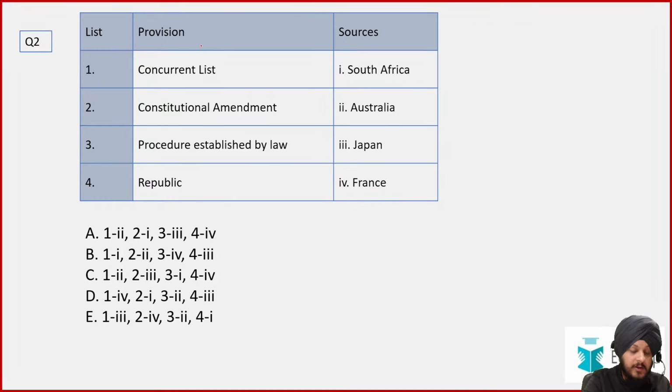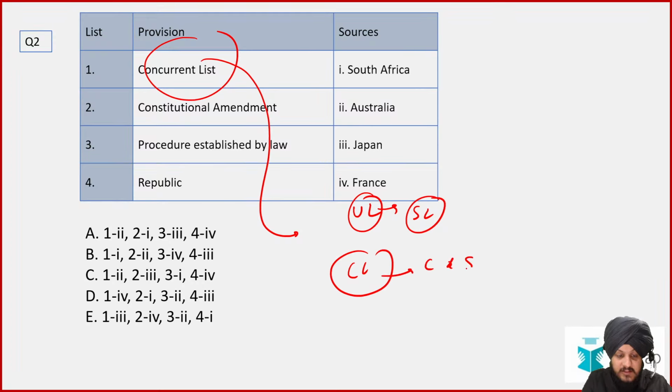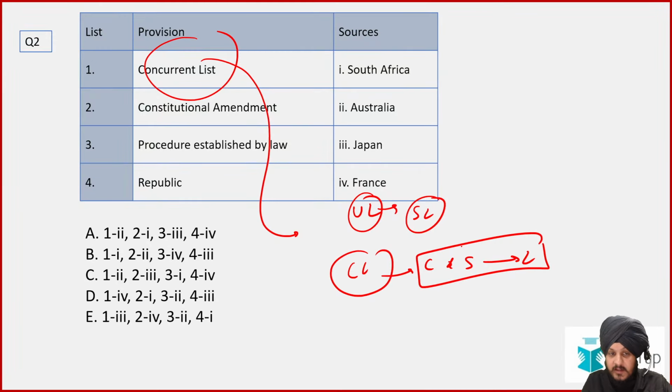If you talk about the concurrent list, we know that one is the union list, with which the matters that are part of the union government are dealt. Then we have the state list also, and the third is the concurrent list, where both the center as well as the state government can legislate with respect to certain subjects. And this has been borrowed from the Australian constitution.